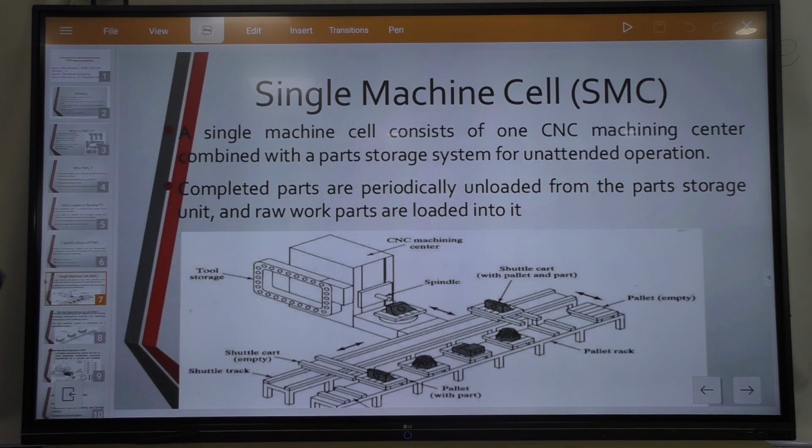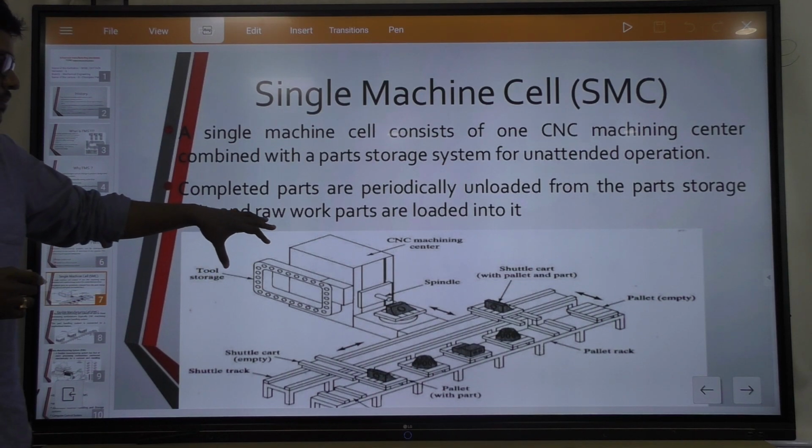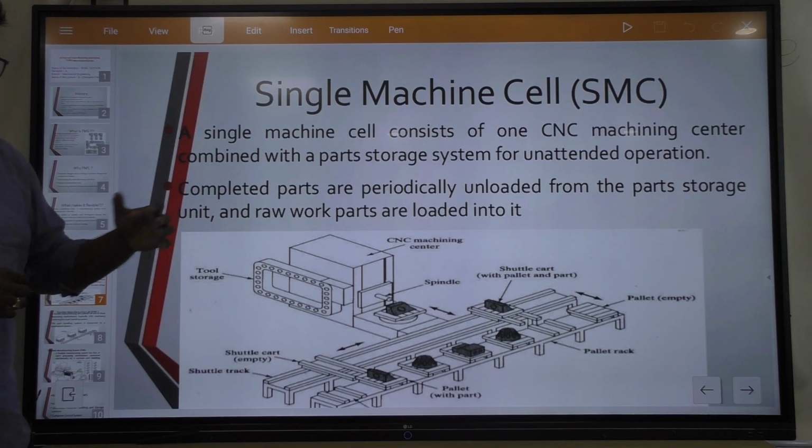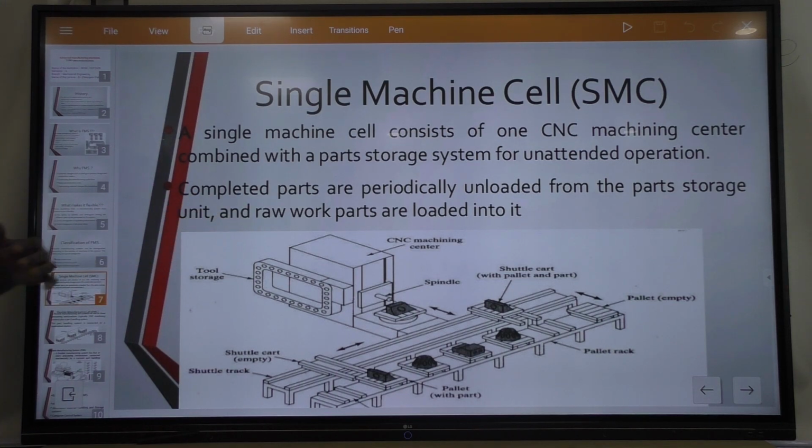Whenever, according to your workpiece, you require an operation, the tool will directly come. Then completed parts are periodically unloaded from the part storage unit, and raw work parts are loaded into it. So according to your machining capability, whatever machining you want to do, the respective tool material will be available on the machine, and the respective operation can be carried out by this single machine cell.